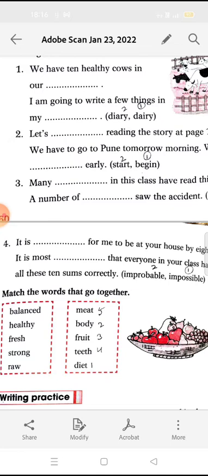It is dash for me to be at your house by 8. It is impossible for me because I get up late. By 8 I cannot reach. It is most dash that everyone in your class has done all these 10 sums correctly. Improbable means something that is difficult to be possible. Not impossible, but it doesn't seem likely. That is improbable. It is not that every child has done all the 10 sums correctly. So it can't be true, no? So improbable.